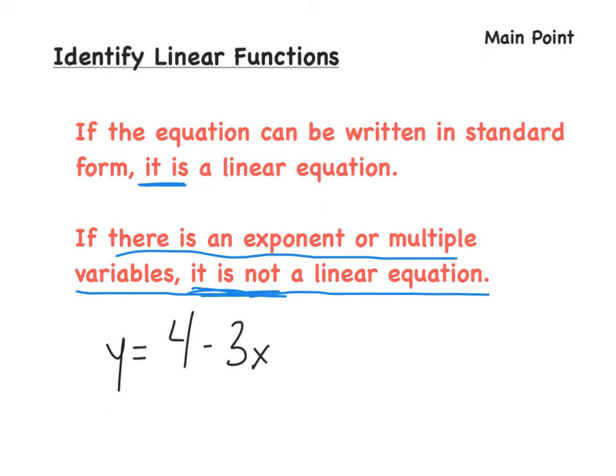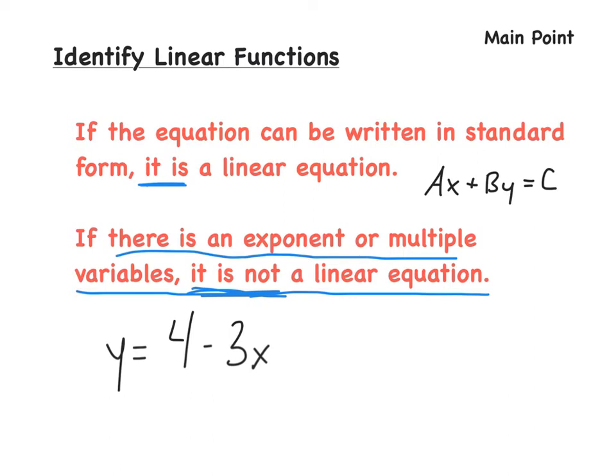So let's look at this example that we have below here. We have y is equal to 4 minus 3x. I want to see if this can be written in standard form. Remember what our standard form is supposed to look like. It's supposed to look like ax plus by is equal to c. So it always has to be in this way. X has to be first, y has to be second, the constant has to be last.